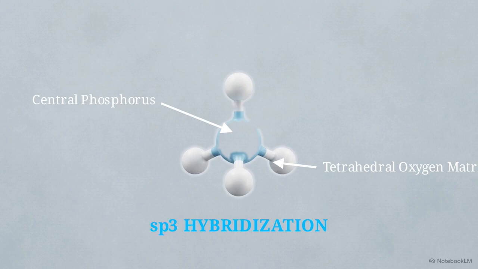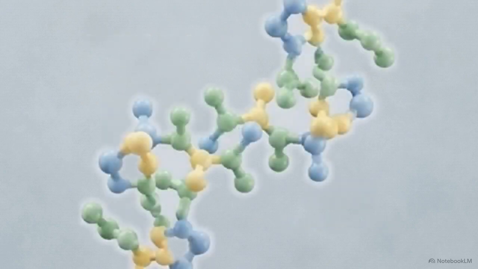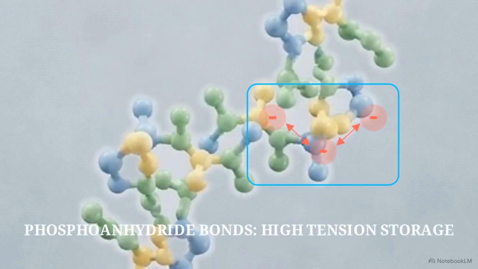Orthophosphate consists of a central phosphorus atom covalently linked to 4 oxygen atoms in an sp3 hybridized tetrahedral layout. At physiological pH, 80% circulates as dibasic phosphate, while 20% exists in monobasic form. This structure allows for high-density energy storage.